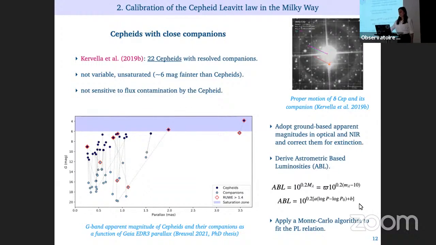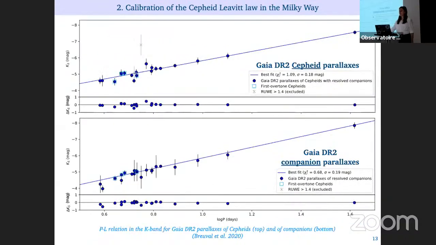So first I did this test with Gaia DR2 parallaxes. This is what I published in my first paper. And this is the comparison. The top plot represents this calibration with Cepheids and the bottom plot with companions.